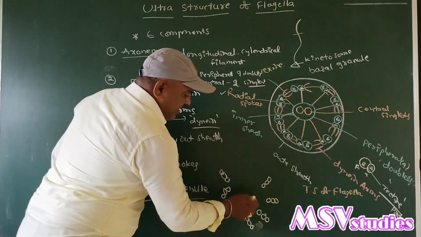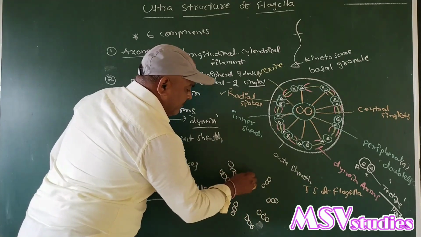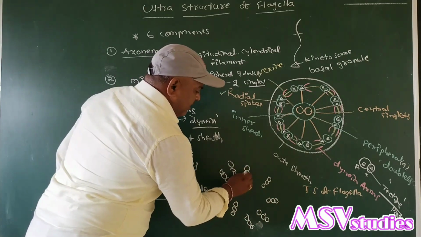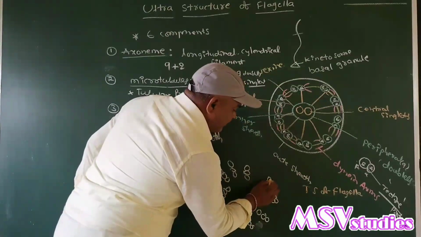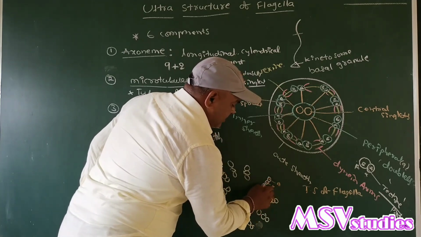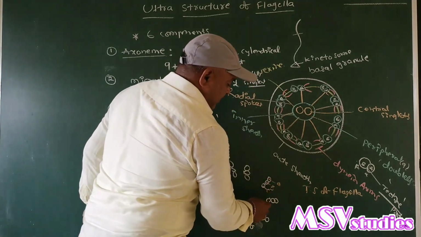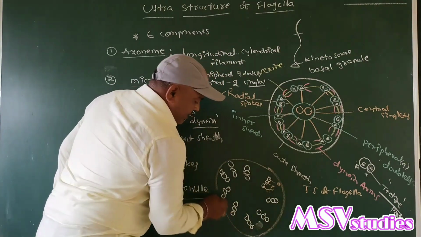The basal granulae consist of three peripheral microtubules. The peripheral microtubules are A, B, C. It is covered with plasma membrane.